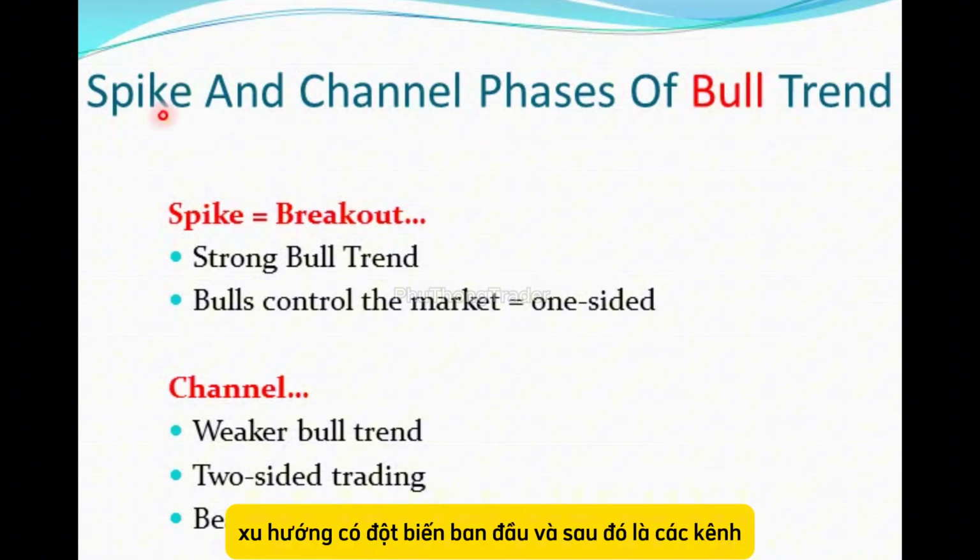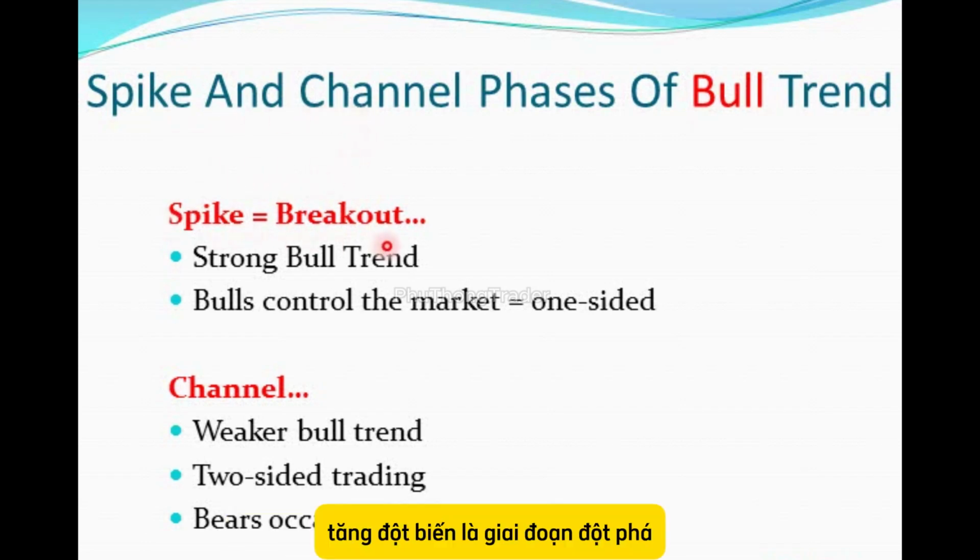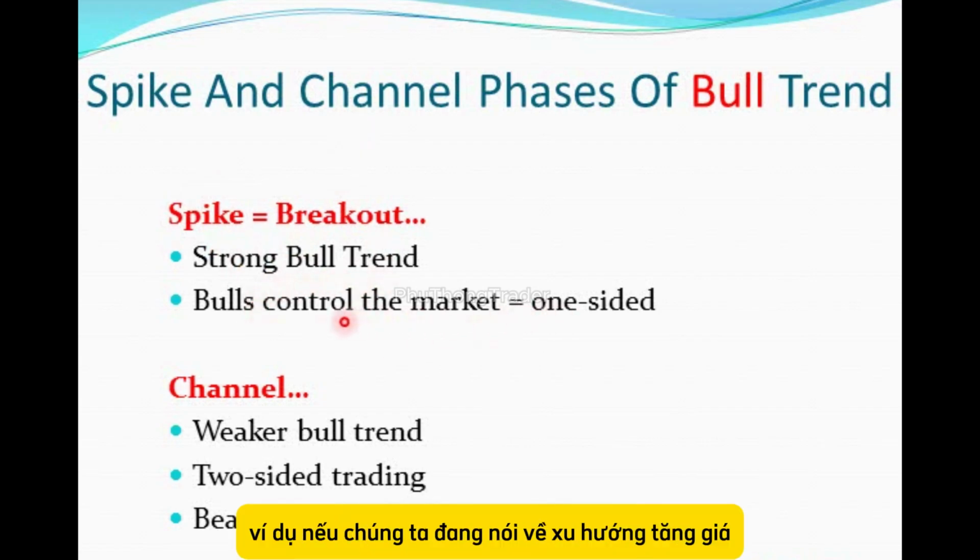Trends have spikes initially and then channels. The spike is the breakout phase, and it's a strong bull trend. And the market is very one-sided. For example, if we're talking about a bull trend, the bulls are totally in control of the market.